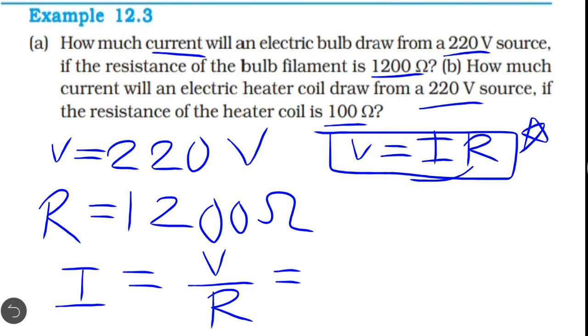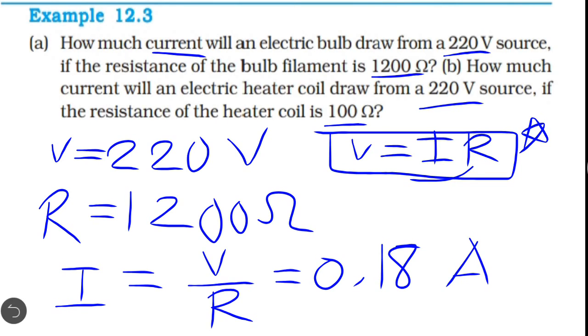And you will get the answer. I is equal to 0.18 ampere. 0.18 ampere of current you will get. So the first part of the question is solved.